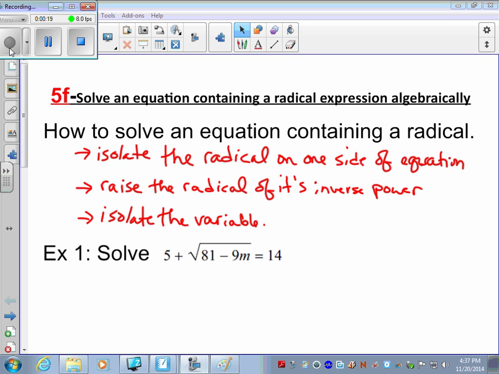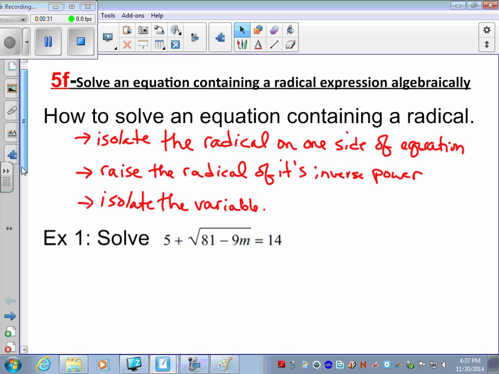Next thing is you need to raise the radical to its inverse power. So if it is a square root, you need to square it. If it's a cube root, you need to cube it. The third thing is to then isolate the variable. Get the variable by itself, solve for that variable.